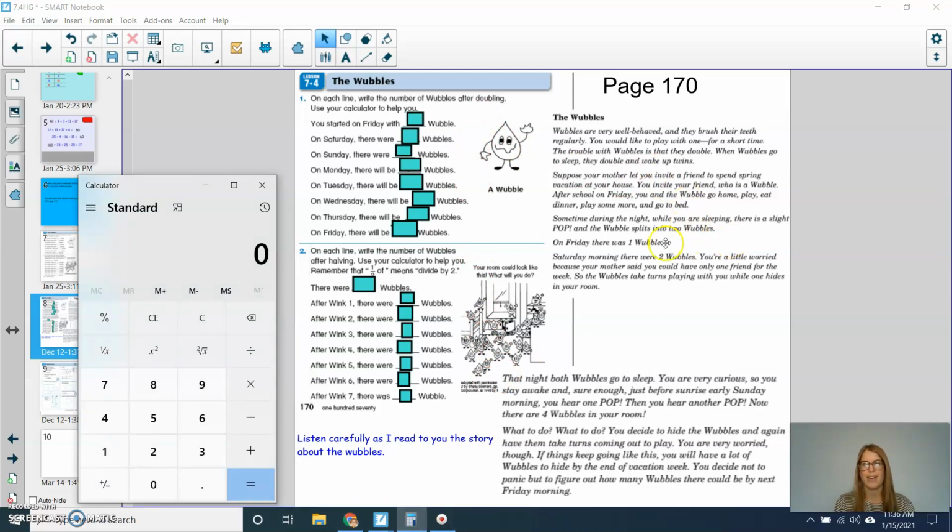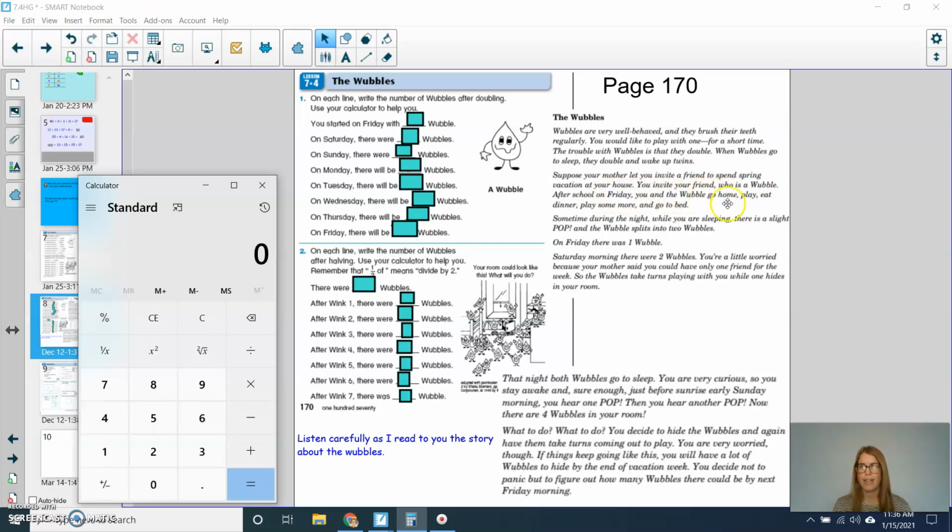Okay, all right, the Wubbles. Wubbles are very well behaved and they brush their teeth regularly. You would like to play with one for a short time. The trouble with Wubbles is that they double. When Wubbles go to sleep, they double and wake up twins. Suppose your mother let you invite a friend to spend spring vacation at your house.